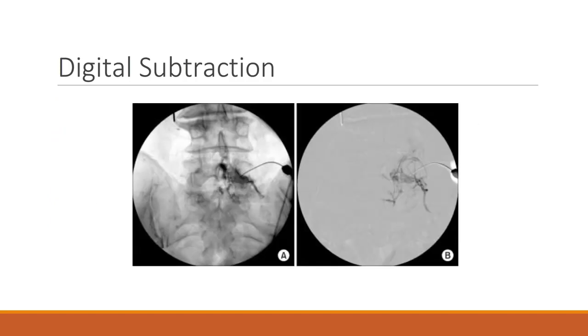In this example, we see the overlying structures making the contrast difficult to see, but in the subtracted image we can clearly see the contrast. Notice the gray background in the subtracted image.